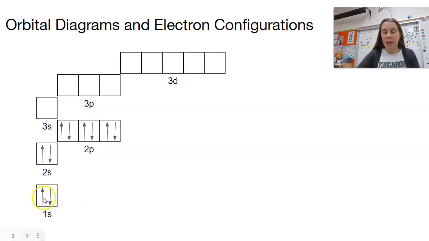Okay, so now we have 10 electrons, 2, 4, 6, 8, 10, right? So we need 6 more. So we'll fill 3s, because that's our next level up. And then for 3p, we'll put 1 in each, all right? And that only gets us to 15, so we'll come back and double up with 1.